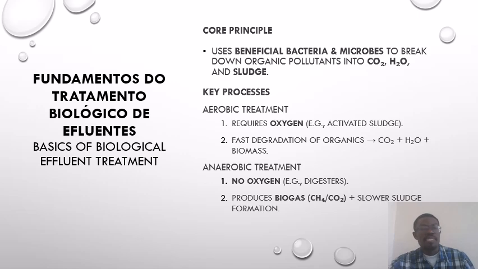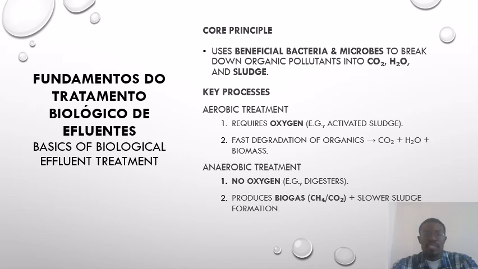Now to the fundamentals of biological effluent treatment. Biological effluent treatment uses beneficial bacteria and microbes to break down organic pollutants into simpler, harmless substances like carbon dioxide, water, and sludge. So what it does in essence with the wastewater, it uses microbes to break it down into harmless substances.